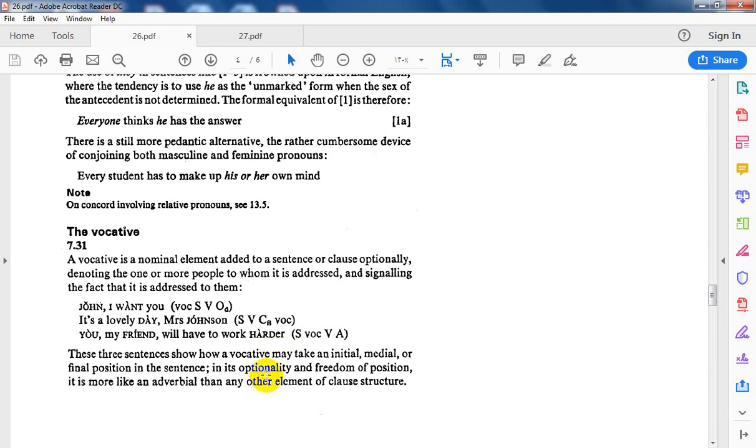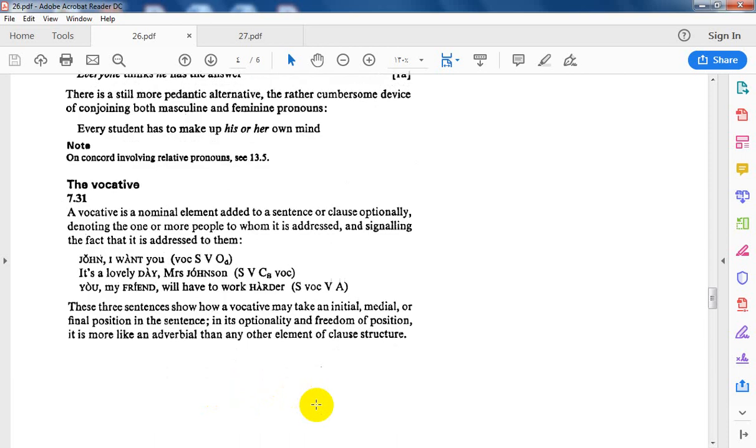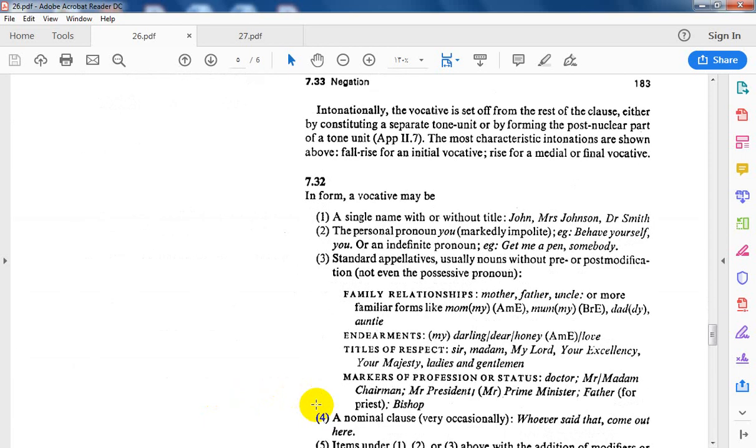In its optionality and freedom of position, the vocative is more like an adverbial. We know that the adverbial has the characteristic of optionality. It can change its position. I can delete the adverb, as it is optional, like any other optional element of a clause structure. This is concerning the optionality and the position of the vocative in the sentence.